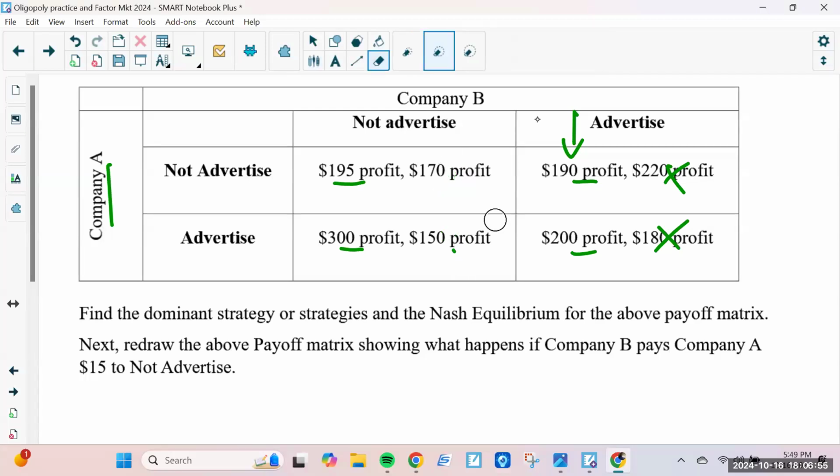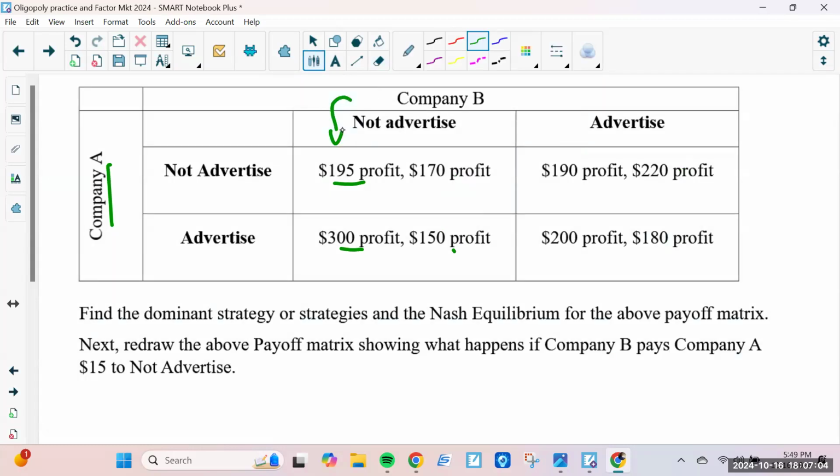So the way I do this is I set it up and I say, okay, if company B were to not advertise, then company A will advertise because 300 here is bigger than 195 here. If company B were to advertise, then company A would also advertise because 200 here is bigger than 190. So we now have a dominant strategy. Company A's dominant strategy is to advertise because no matter what B does, they want to advertise.